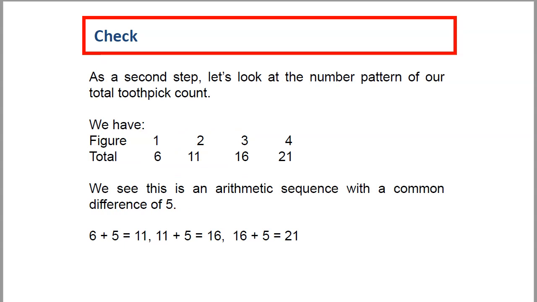As a second step, look at the number pattern of the total toothpick count. For figure 1, we have 6 picks, then for figure 2, 11, for figure 3, 16 picks, and for figure 4, 21 picks. We see this as an arithmetic sequence with a common difference of 5. 6 plus 5 is 11, 11 plus 5 is 16, and 16 plus 5 is 21.